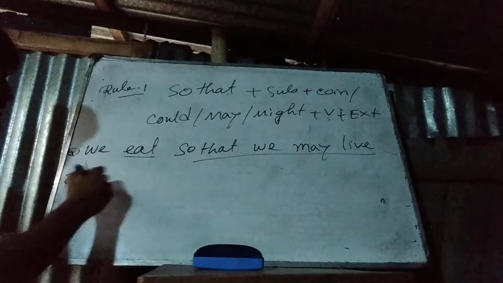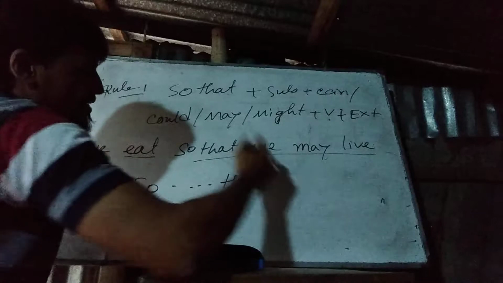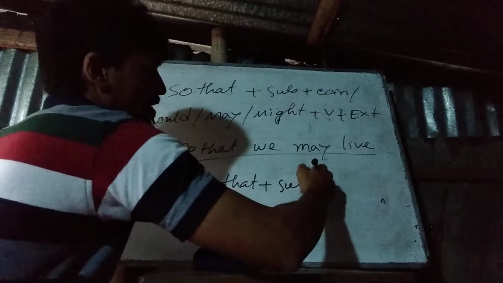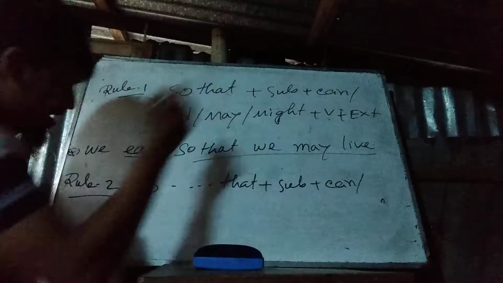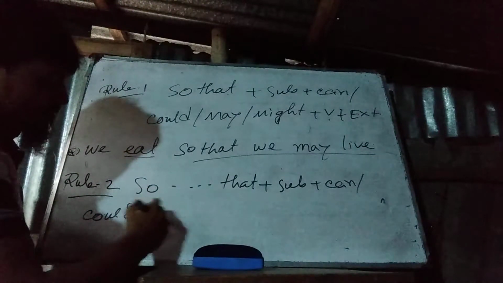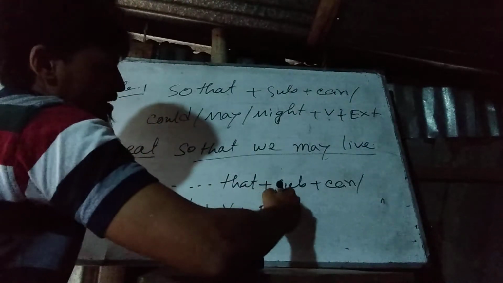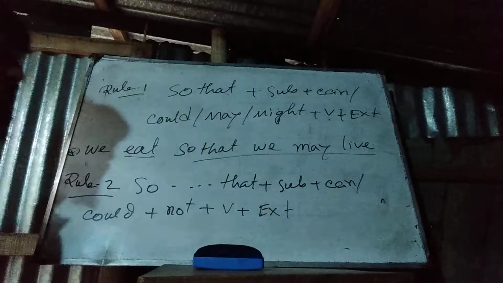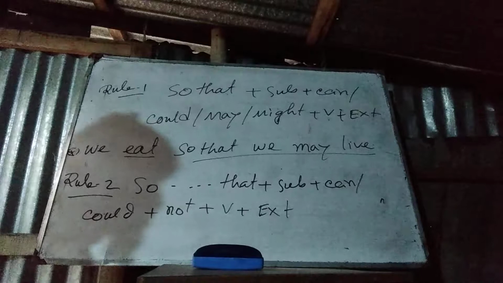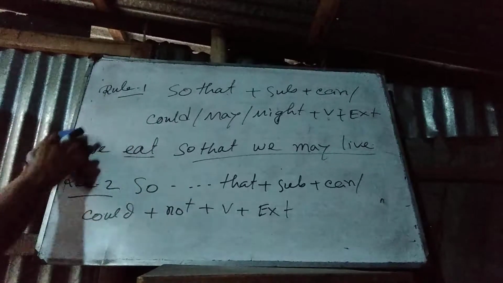Rule 2: so dot dot, so something that, dot dot means something. So something that plus subject plus can or could plus not plus verb plus extension. So something that plus subject plus can or could plus not plus verb plus extension. So look at the example of the rule.